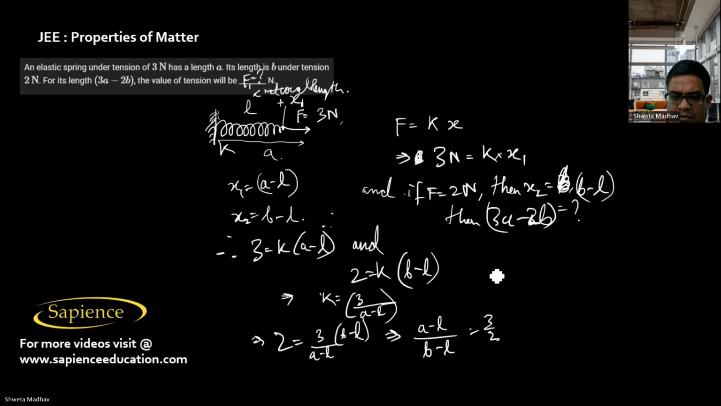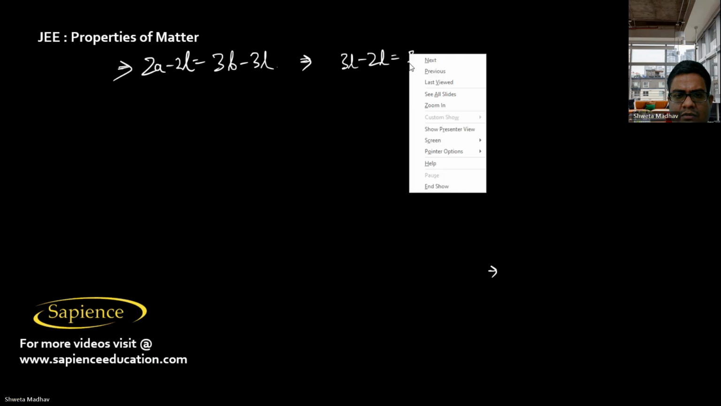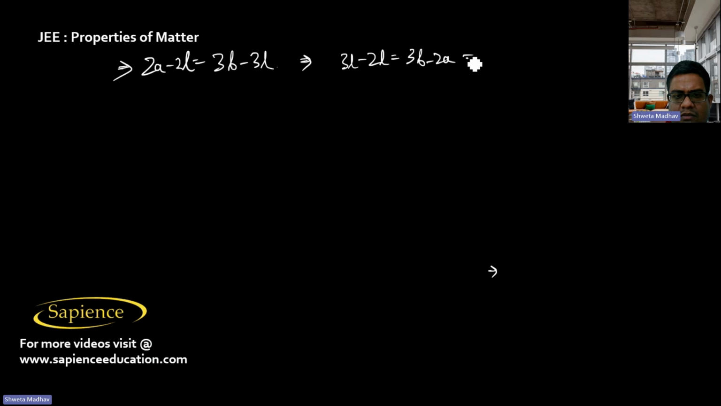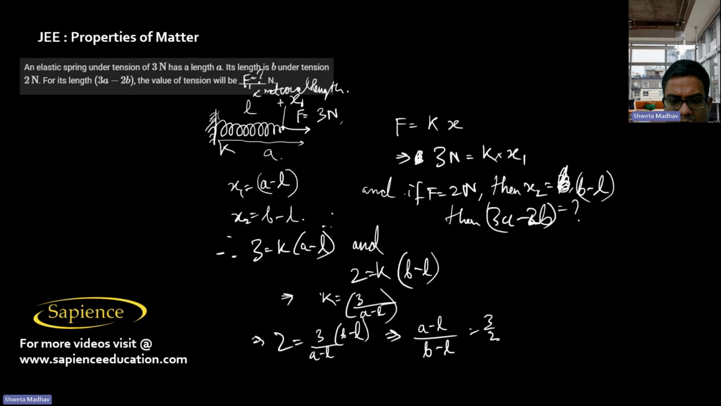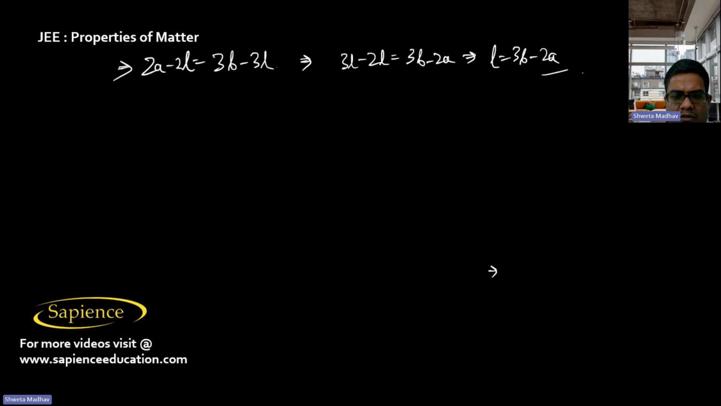Now if we cross multiply it, then we will get 2a minus 2L equal to 3b minus 3L. So therefore, we can say that 3L minus 2L will be equal to 3b minus 2a. That means L is equal to 3b minus 2a. So the natural length is 3b minus 2a only.